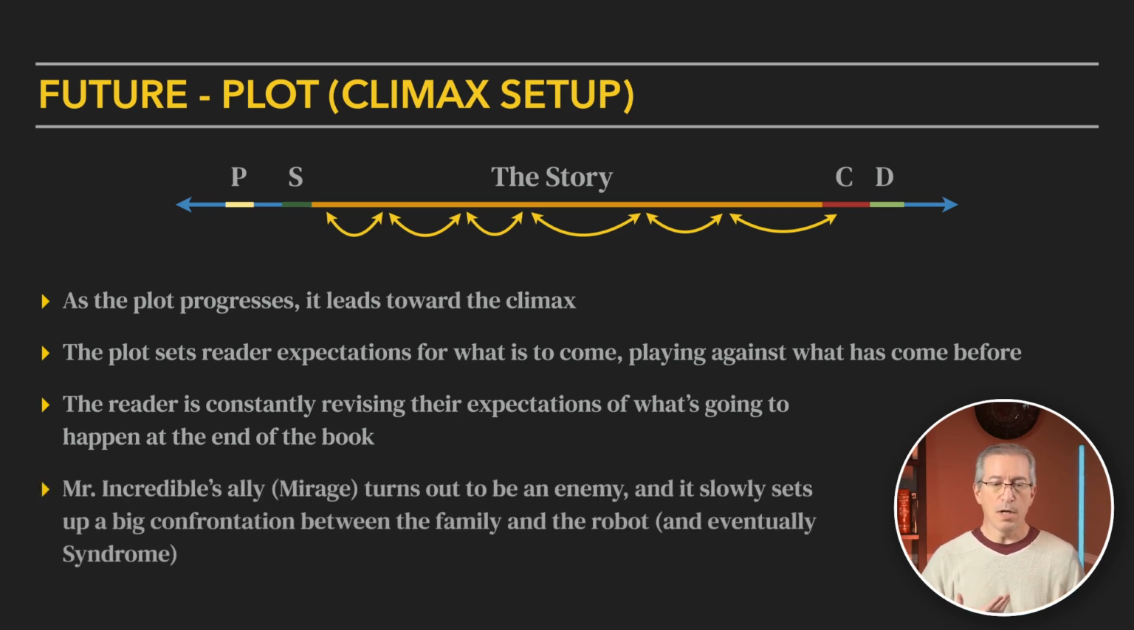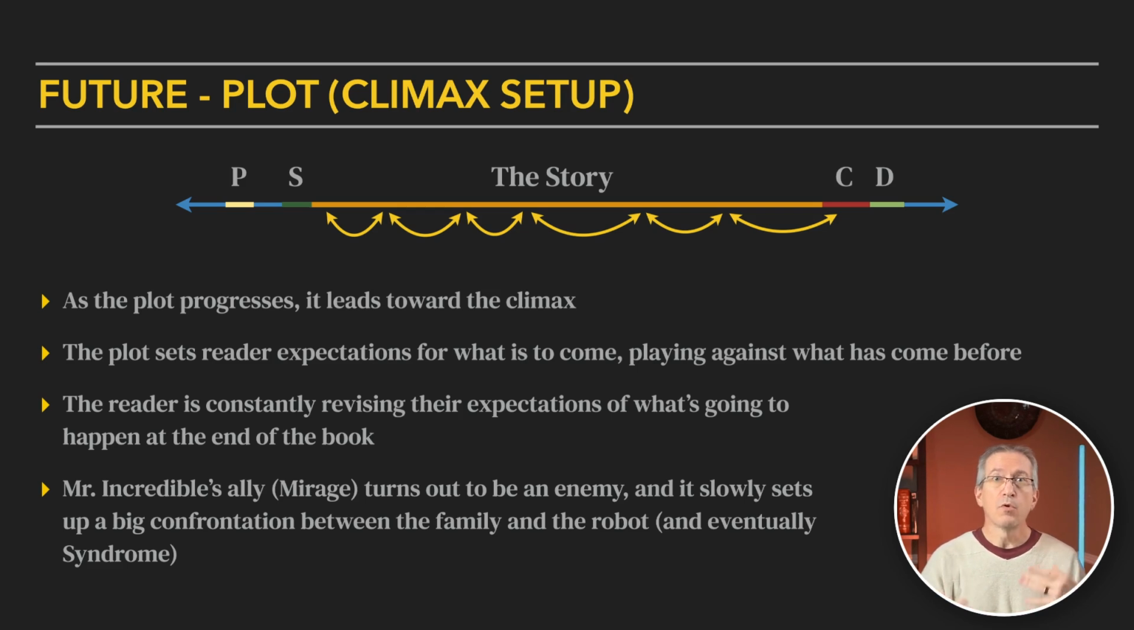Incredible's ally, Mirage, turns out to be an enemy, and it slowly sets up a big confrontation between the family and the robot, and eventually Syndrome. What Syndrome is trying to do is to create this self-learning robot, and he actually enticed other supers to come to the island and do the exact same thing that Bob is trying to do.